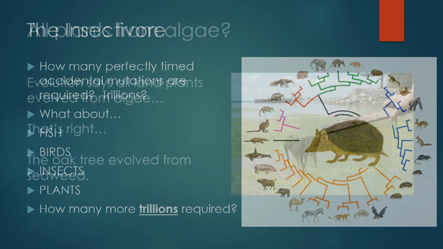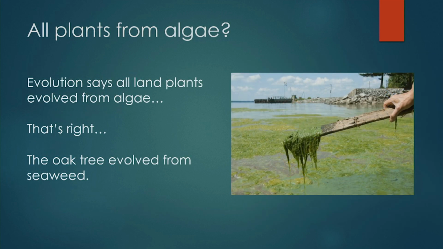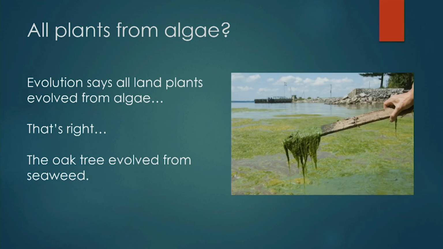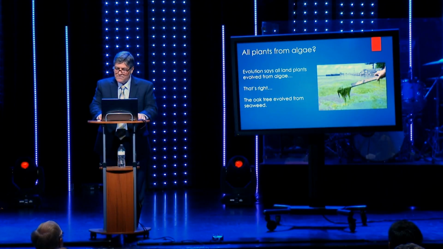Now, plants is what blows my mind. Evolution says that all land plants evolved from algae. That's right. The oak tree, this right here, evolved from seaweed. The oak tree evolved from that. Now, I don't know about you, but I have a hard time getting my head around that.